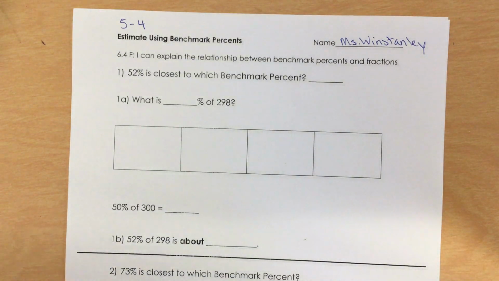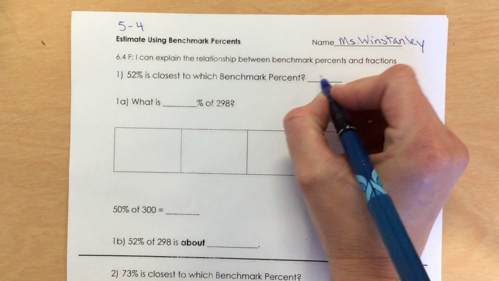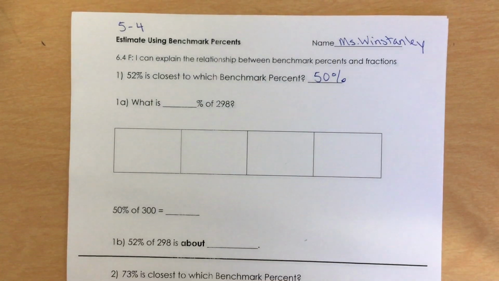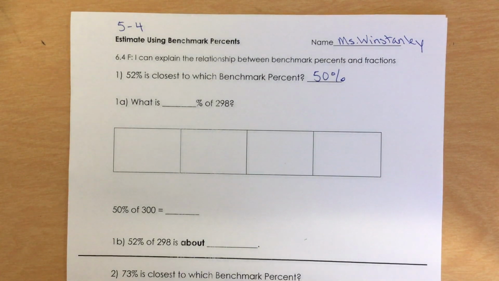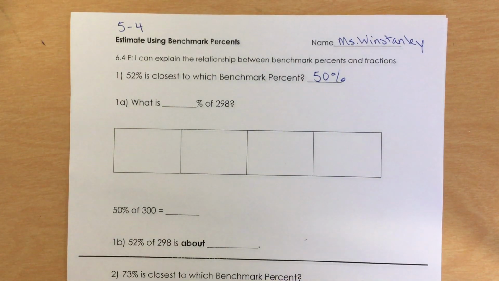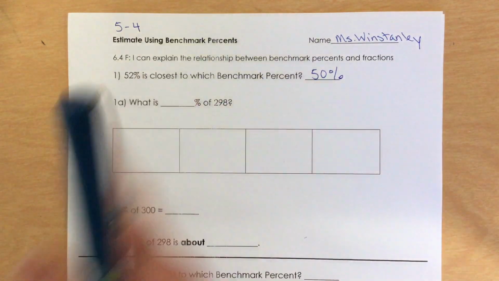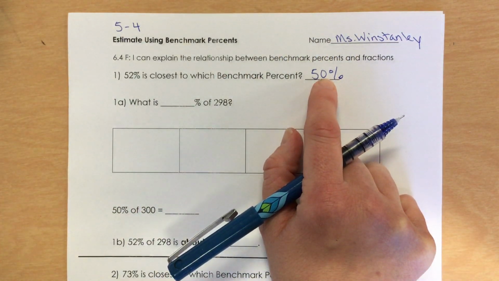Well, let's look at number 1. Number 1, it says 52% is closest to which benchmark percent? Okay, and we just saw that 50% is one of our benchmarks, and 52% is pretty close to 50%. Okay, so let's think about this. Which would be easier? Because we always want to make things easier if we can when we're doing our math. Would it be easier to find 52% of a number, or would it be easier to find 50% of a number? Well, 50 is a pretty solid, easy number, so that's why we're going to estimate. Okay, that's what I would use, 50%.